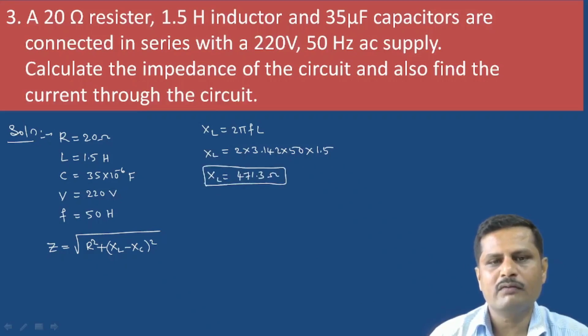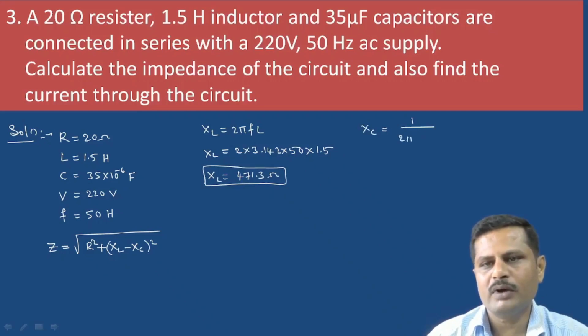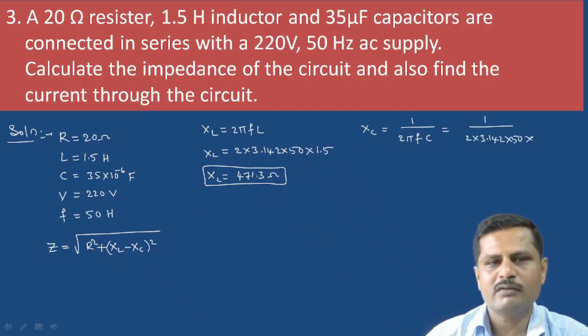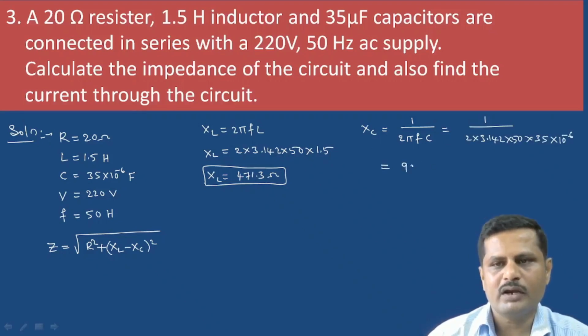After getting XL, we need to find one more, that is XC. We have a formula for XC, that is XC equals 1 by 2 pi FC. I'm substituting the values, that is 1 divided by 2, pi value is 3.142, frequency is 50, and the capacitance is 35 into 10 raised to minus 6. On simplifying this, we get 90.93 ohm.